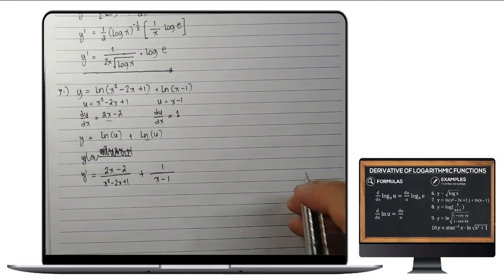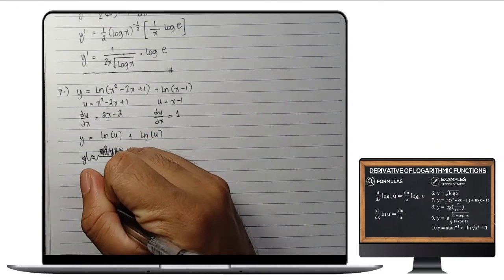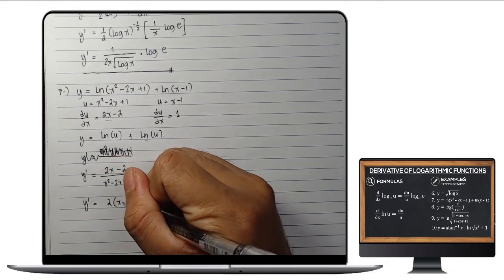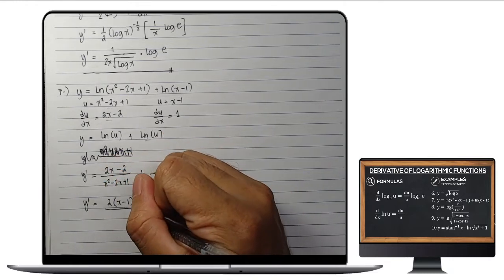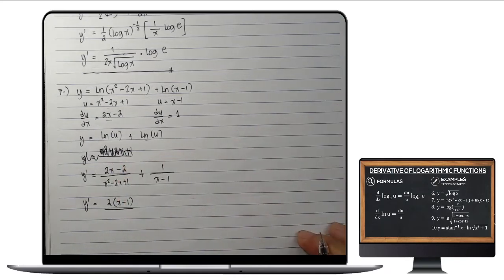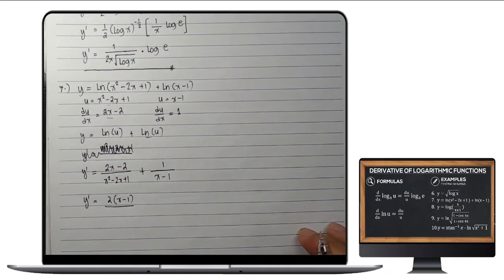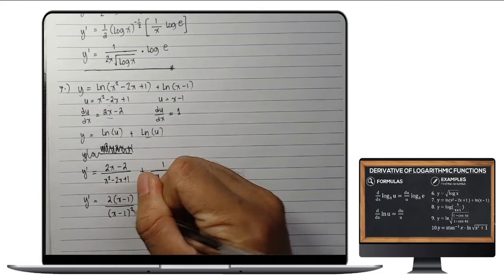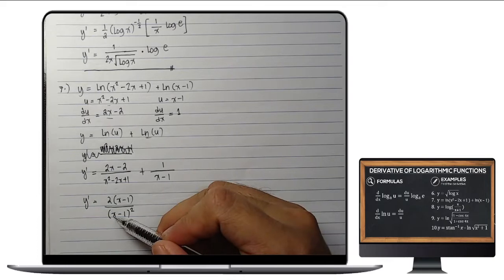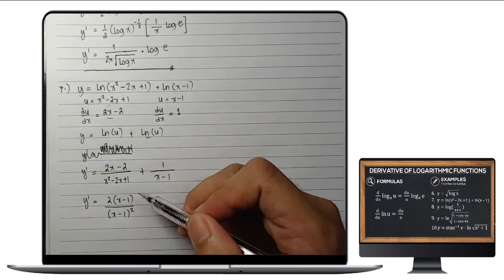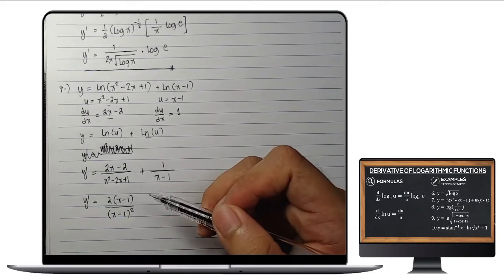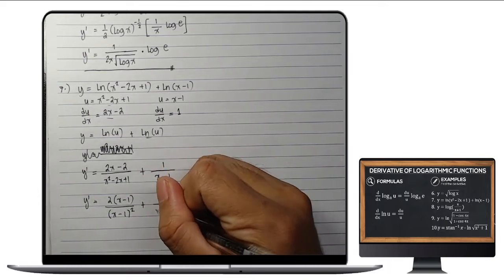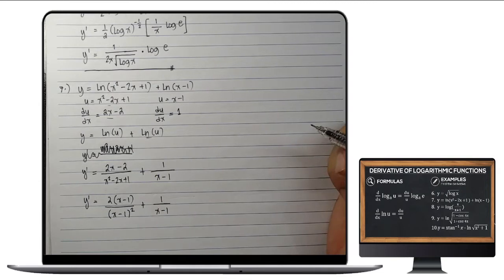Okay? So let's simplify this. We can have y prime. So common monomial factor, we can factor out 2. This is x minus 1 all over x squared minus 2x plus 1, which is a perfect square trinomial. So we can have it as x minus 1 being squared. So square the first term, product of first and second times 2, squaring the last term. So parehas lang yan. Then plus 1 all over x minus 1.